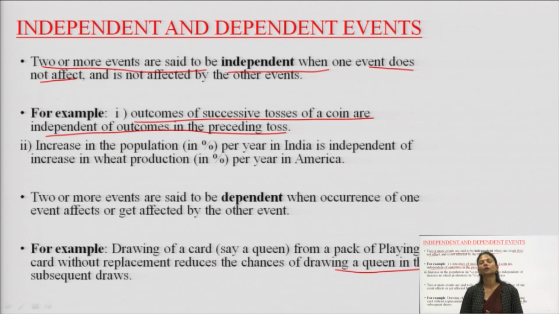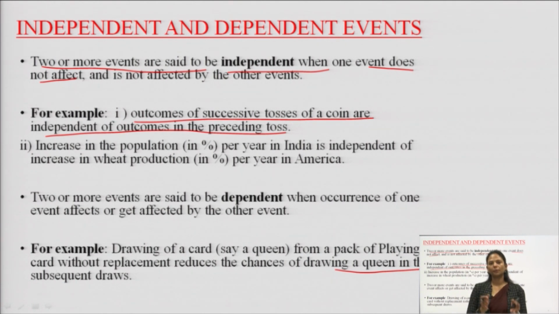For example, if there are 10 students in the class and there are 4 activities going on, and I want one student to participate in all the 4 events, is it possible for one person to participate in all the 4 events when he is actively participating in one? No. So, this is called a dependent event.